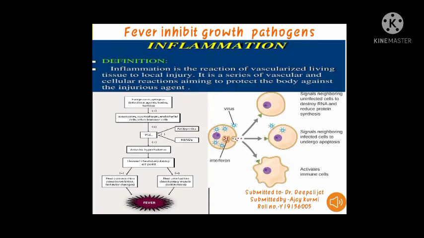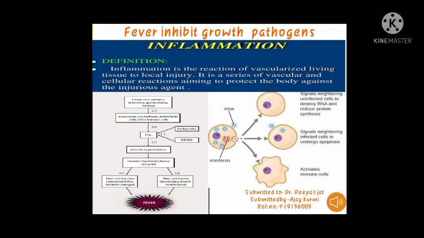So we have a set point of the hypothalamus for the core temperature of our body, but these prostaglandins alter the thermoregulatory set point. This thermoregulatory set point is elevated by some degrees, and that's how we get fever. So this explains how inflammation causes the fever. Now we will try to understand how fever inhibits the growth of the pathogens.